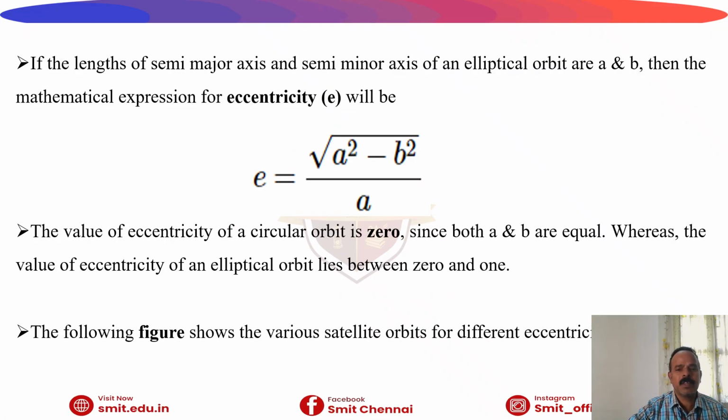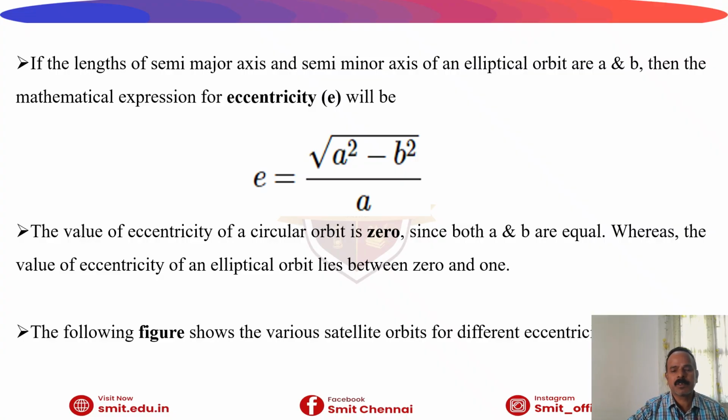So what is e? e is the eccentricity. e is equal to the square root of a squared minus b squared, divided by a, where a is the semi-major axis and b is the semi-minor axis. If the eccentricity is 0, then naturally it is not an elliptical orbit.